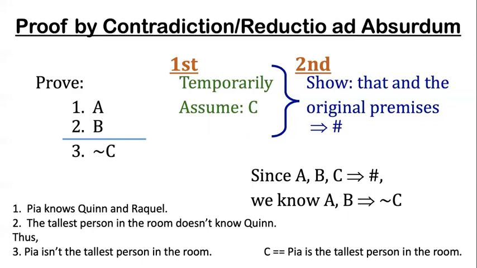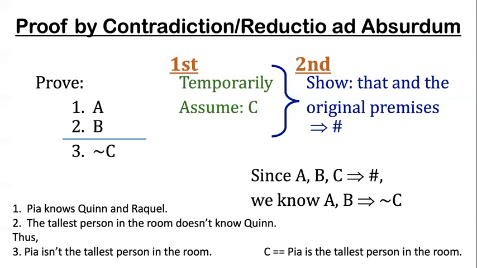You see, my conclusion here, take sentence C to be Pia is the tallest person in the room. My conclusion, remember, is the negation of C. So here is my conclusion. And remember our temporary assumption, our reductio assumption, was to assume C, that Pia is the tallest person. And we showed that a contradiction follows, that that's impossible. That's why we know that the negation of C follows from those two premises.